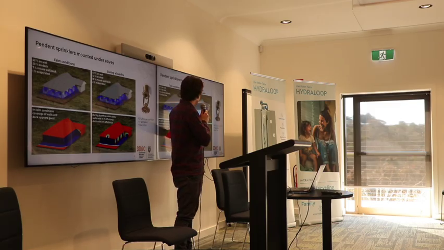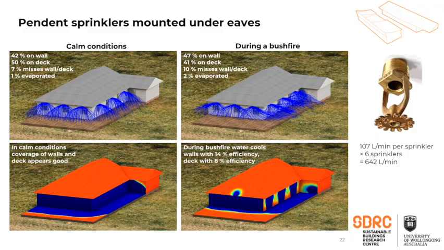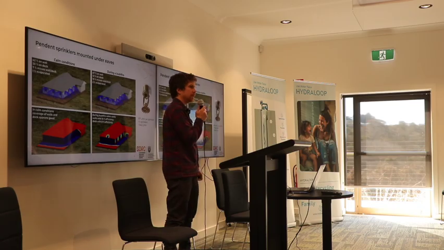So they are effective, but because of the large flow rates through these sprinklers, the efficiency is down around 14% under those conditions. You've got 47% on the wall, 41% on the deck, and then 12% is evaporated or missing. So most of the water is spraying down onto the deck and walls.